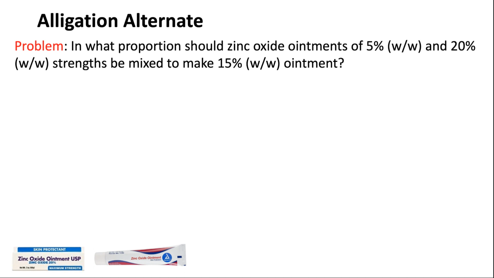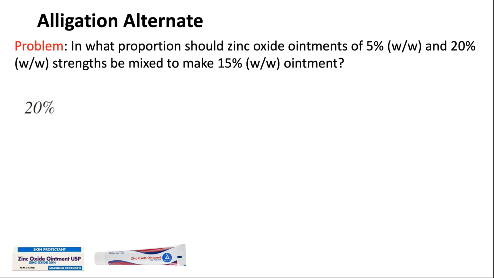Okay, so with this alligation alternative method, I really like this method because it's a visual method. Once you understand the steps to follow, you can set this up, and the way you set it up visually helps remind you how to do it. So remember, we have a high strength and a low strength. And the way that I like to show students how to do this is to always start with the high strength on top. So the highest strength that we have is the 20%. So let's put the 20% on top.